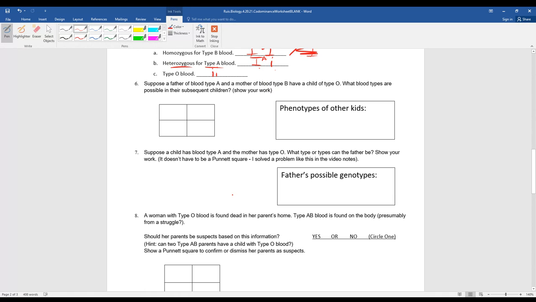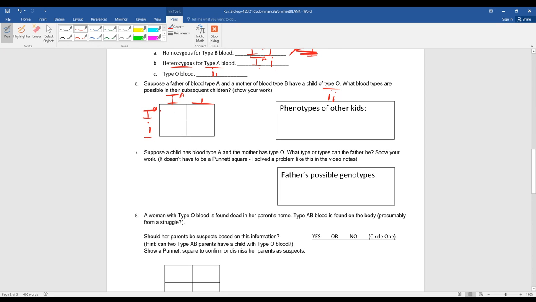Cool. Next thing, suppose a father of blood type A and a mother of blood type B have a child of blood type O. What blood types are possible in their subsequent children? Okay, so it's saying the father's blood type A, so we know that the dad has IA and then some blank here. And the mom is blood type B, so she is IB and some blank here. But they have a type O child, so we know that type O is little i, little i, and that means they both need to have an i in their genotype. So that is what they both are.